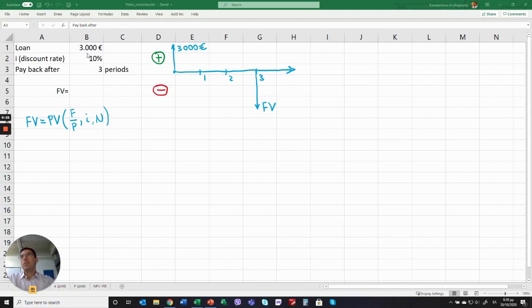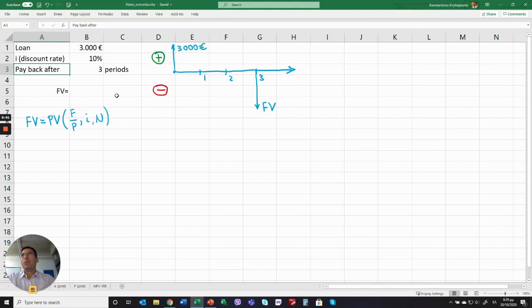Suppose that you receive a loan of 3,000 euros now in period 0 and you have a discount rate of 10%. What you want to know is the payback, the money that you need to give back as an equivalent value in future, and specifically 3 periods from now.